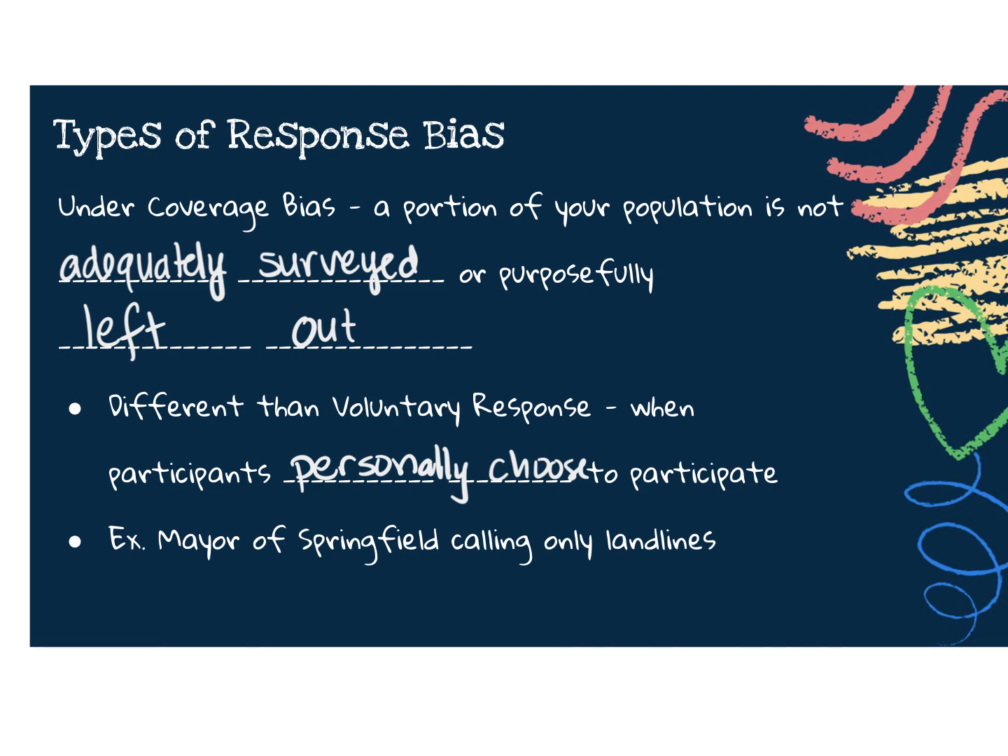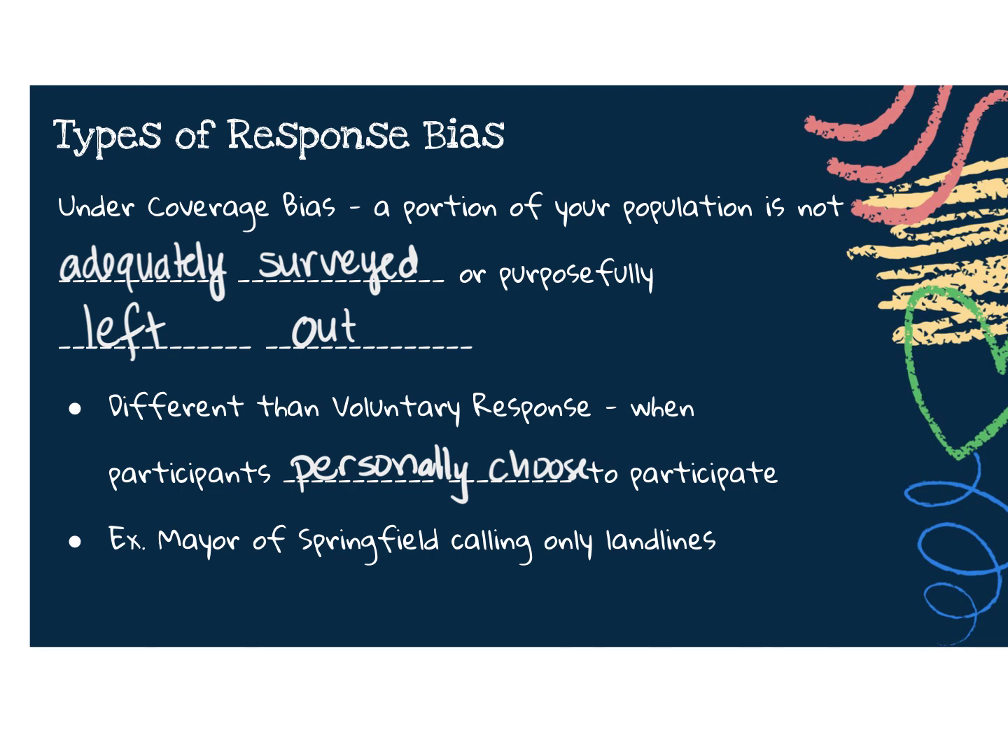And now we're going to take some notes over our different types of response bias. So our first one is undercoverage. A portion of your population is not adequately surveyed or purposefully left out. This is different from something called voluntary response. Voluntary response is when participants personally choose to participate. So this would be like when there's an online survey that you can fill out for a company or like someone's Instagram poll. That would be a voluntary response.